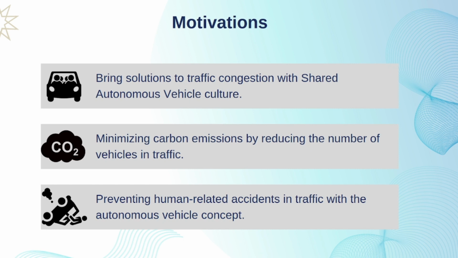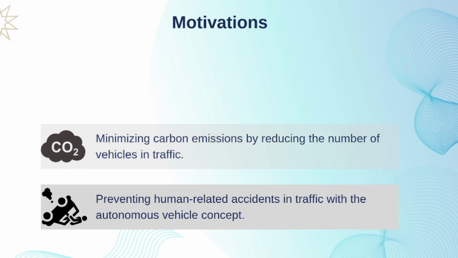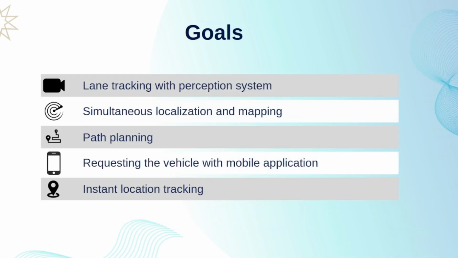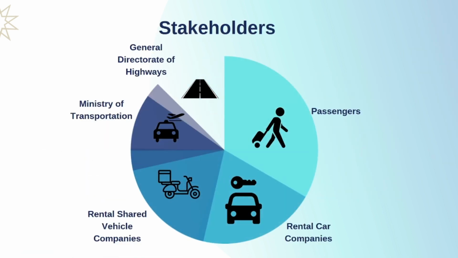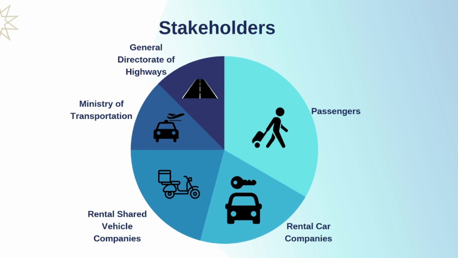Our motivations are to bring a solution to traffic, minimize carbon emissions by reducing the number of vehicles, and prevent human-related accidents by using the autonomous vehicle concept. Our goals are lane tracking with a perception system, SLAM, and path planning, requesting the vehicle with a mobile application, and instant location tracking. Our stakeholders, for example, you could see that the majority of them are passengers, or for example, the rental companies, and so on.